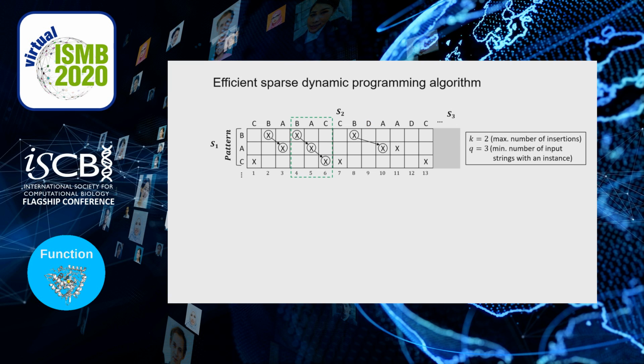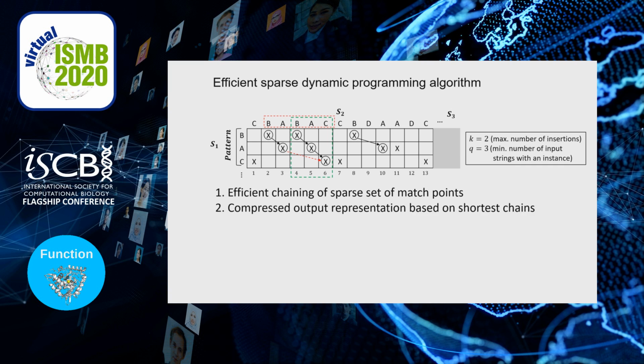Our algorithm achieves its efficiency based on a combination of the following techniques. First, the number of match points is small with respect to the size of the table, and the proposed algorithm employs an efficient chaining of the sparse set of match points. Second, the instances are represented by a compressed set of chains consisting of the canonical representatives with the smallest number of insertions. And third, the search space is pruned by the parameters k and q. In this example, k equals 2. Therefore, the last chain is not extended, as it will result in 3 character insertions.